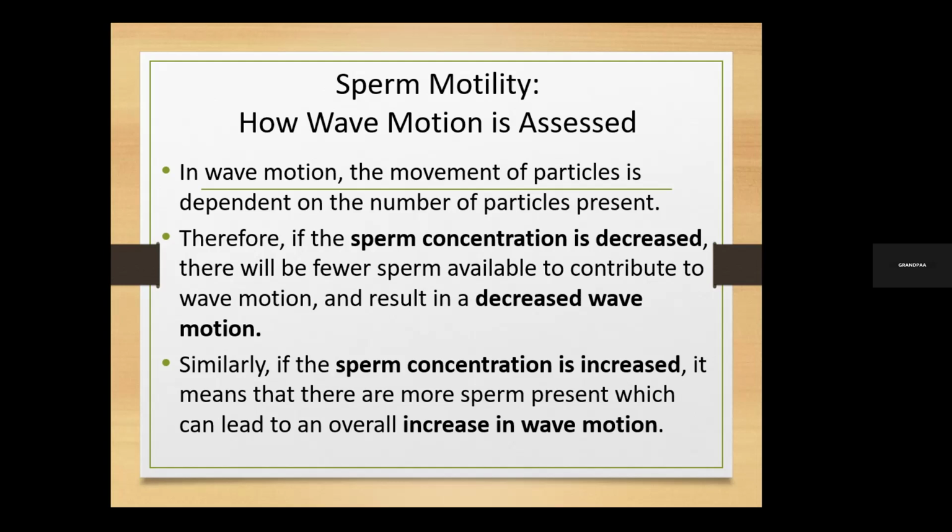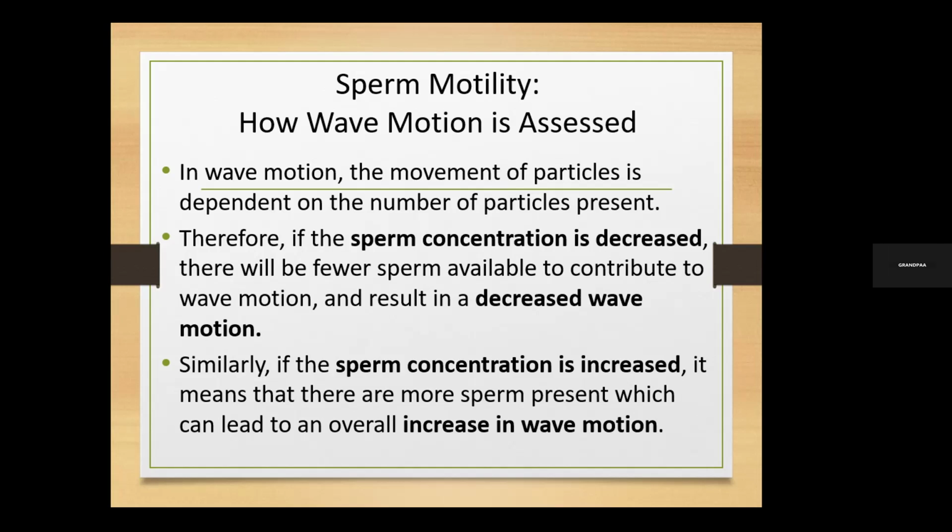Therefore, if you have a sample with a high concentration, the concentration here is the numbers or sperm count. So if the sperm concentration is decreased, what do you expect? Will you expect an increased wave or a decreased wave? Decreased wave. And similarly, if you see an increased wave, what does it mean? It means that sperm concentration is high.